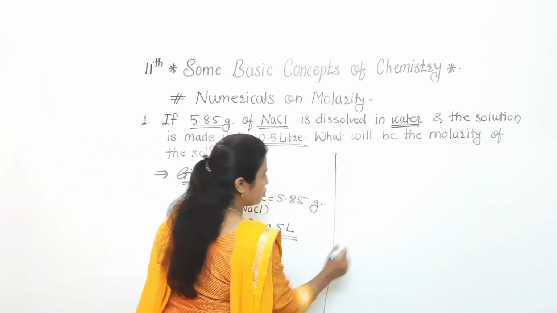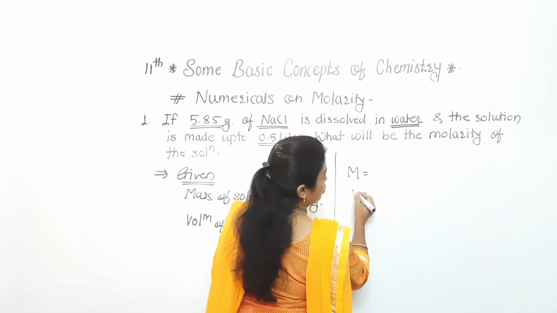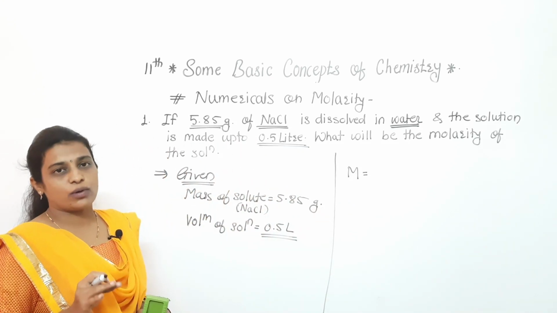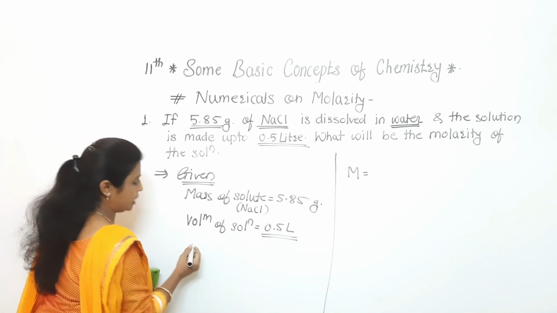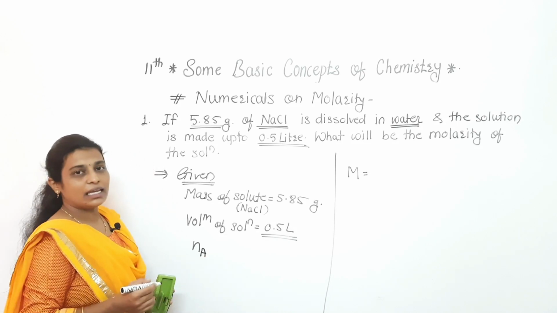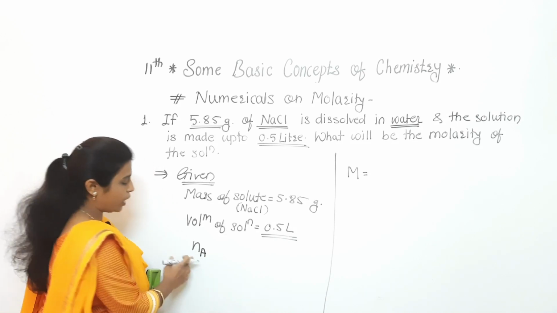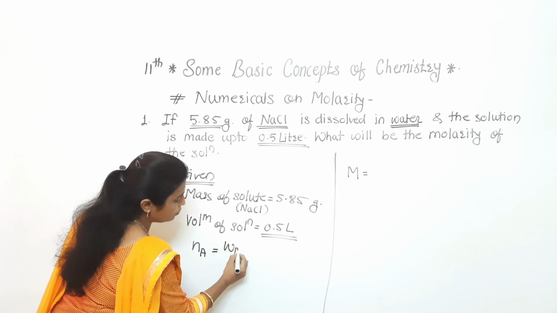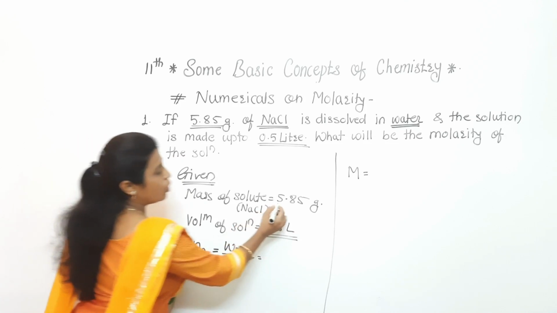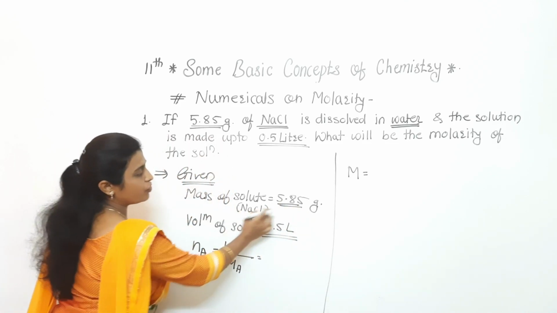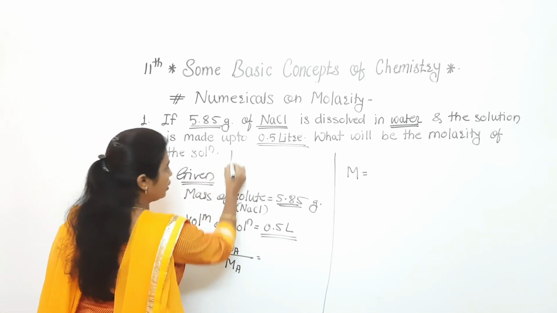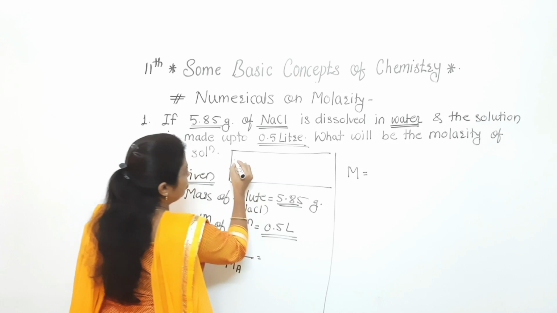Now see, what is the formula? Molarity is equal to... here the number of moles is not given, that's why we have to calculate the number of moles of NaCl. For the number of moles of solute I am using the symbol n_A. So n_A is equal to the mass of solute divided by the molar mass of solute. Here only the mass of NaCl is given, but the molar mass of NaCl is not given.